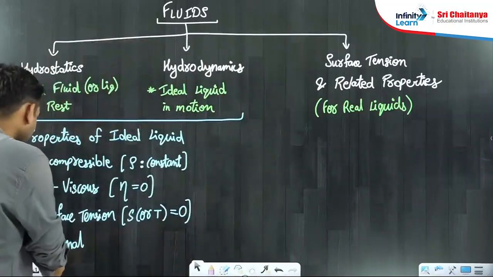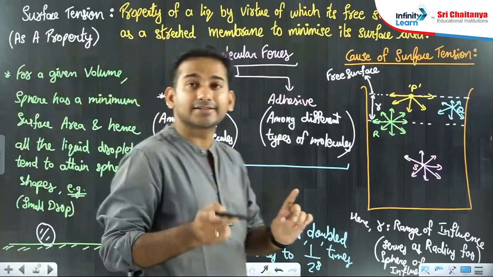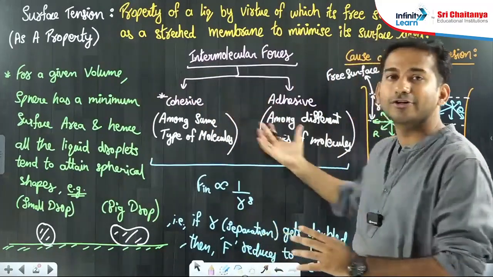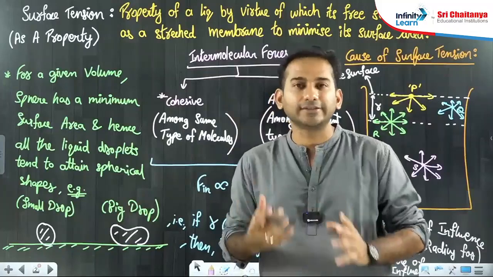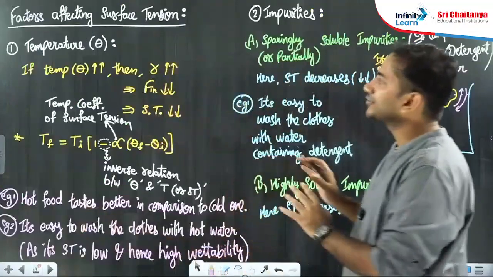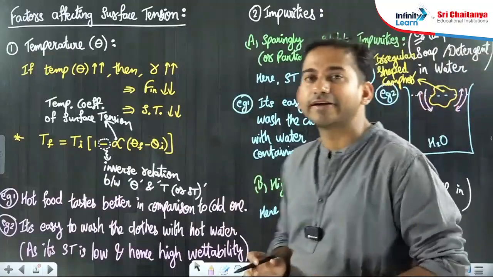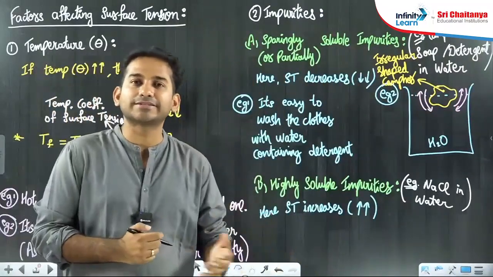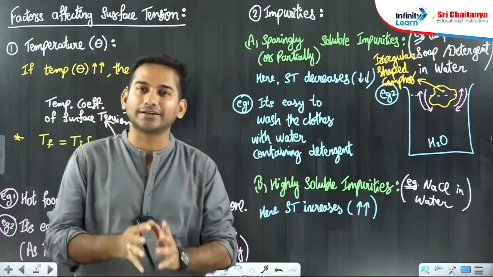Then we have understood surface tension as a property. What do you mean by that? Where is it used? What is the root cause and how can you practically experience it? All the dimensions we have covered. Then we have understood the factors which affect surface tension. Our next target topic will be surface tension as a physical quantity.